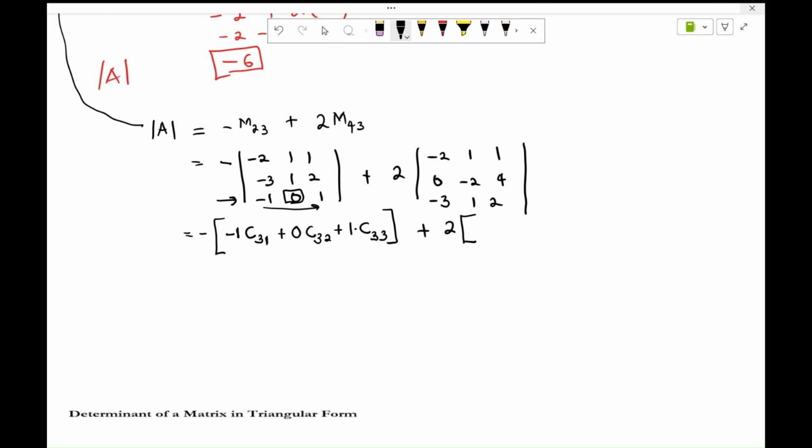Here, we can decide to use, this is 0 here, we can decide to use column 1, it's fine. If I use column 1, we will have minus 2, C what? C11, plus, now you use 0, C21, plus, finally, minus 3. So it's going to be minus here. So minus 3, C31. Okay. So now this is going to be, this minus is still out here.